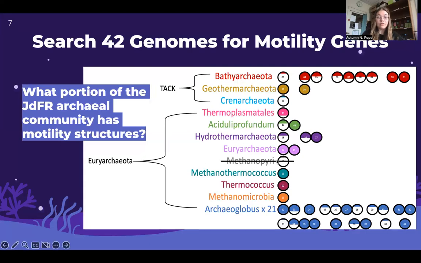So from this, we know that these genomes have some type of motility genes present. And it's important to note that the genomes that I looked at were for archaeal species, and that's what I focused my next research on.